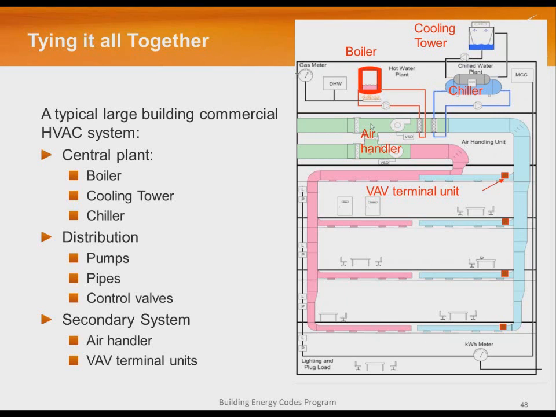This only shows one air handler. Usually a building probably has 2 or 3 air handlers. It might have one on the east side, one on the west side, one on the north and one on the south, something like that. Or it might have one on the top floors and one down in the basement.